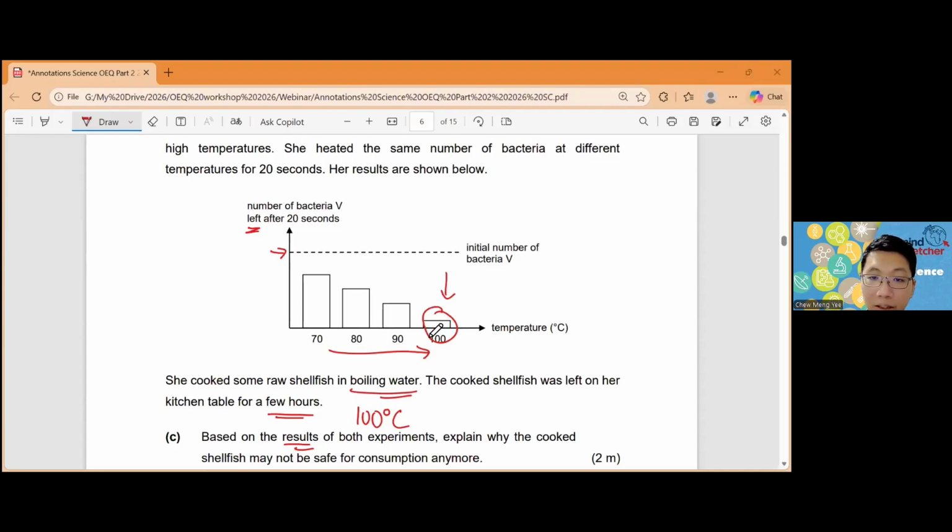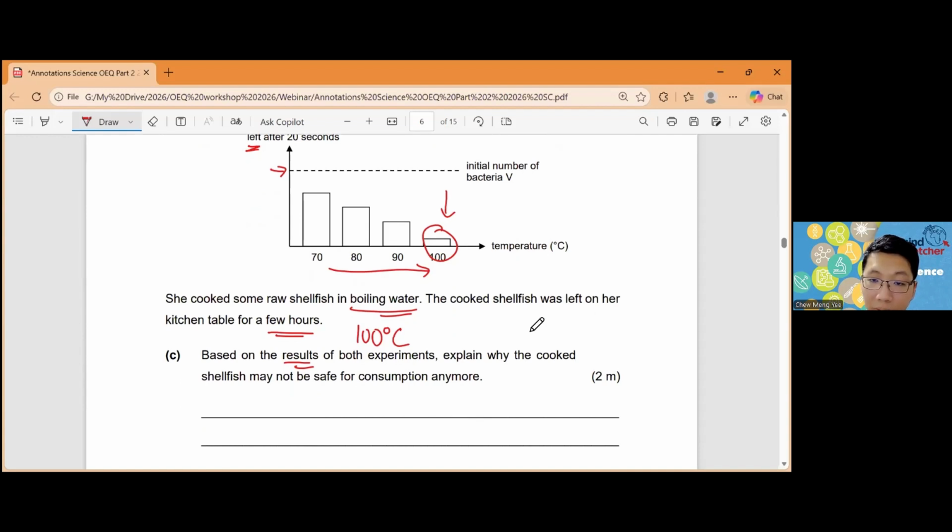Okay, so you need to be able to identify this, that some of the bacteria V, okay, did not die or was left. Okay, so this is the first thing that you can write. So at 100 degrees Celsius, there was still some bacteria V left. Okay, then just putting it for a few hours, then what happens to bacteria? Now, bacteria, they can reproduce very quickly. Okay, they can reproduce very quickly, especially in a few hours. That's pretty long. You put it 1 hour on the table, right? Your food already starts to spoil, depending on what type of food.